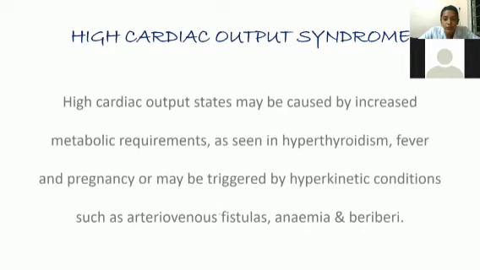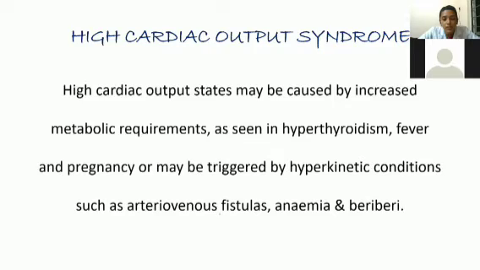Even due to high cardiac output, this can occur. In high cardiac output states, increased metabolic requirements are seen in hyperthyroidism, fever, pregnancy, or it may be triggered by hyperkinetic conditions, increased movement or increased workload, such as arteriovenous fistulas, anemia, and beriberi. In hyperthyroidism, fever, and pregnancy, metabolic requirements will be high. That will lead to high cardiac output syndrome, finally leading to heart failure.